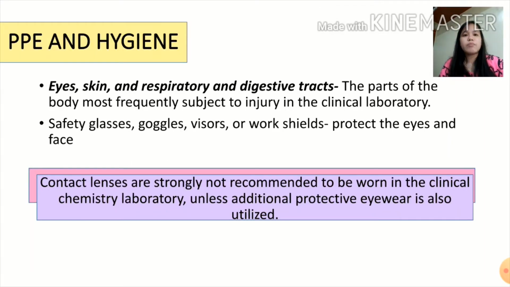PPE and hygiene. Eyes, skin, and respiratory and digestive tracts are the parts of the body most frequently subject to injury in the clinical laboratory. Safety glasses, goggles, visors, or work shields protect our eyes and face. Contact lenses are strongly not recommended to be worn in the clinical chemistry laboratory unless additional protective eyewear is also utilized.